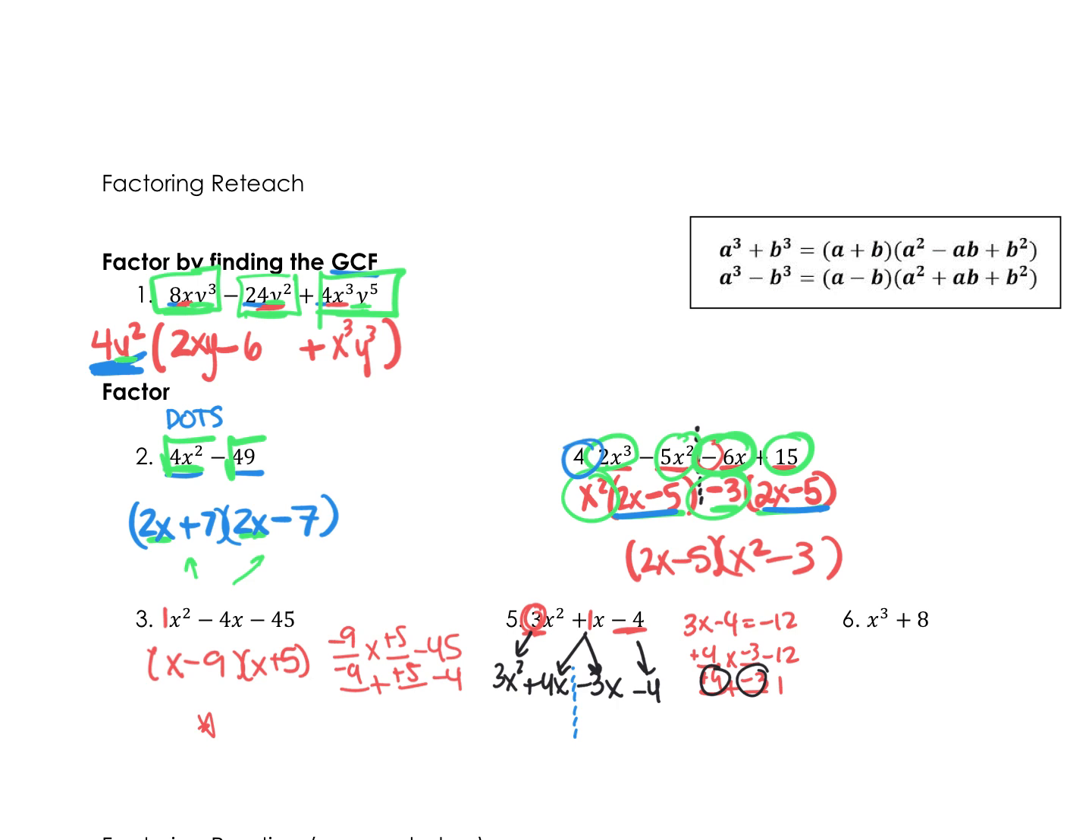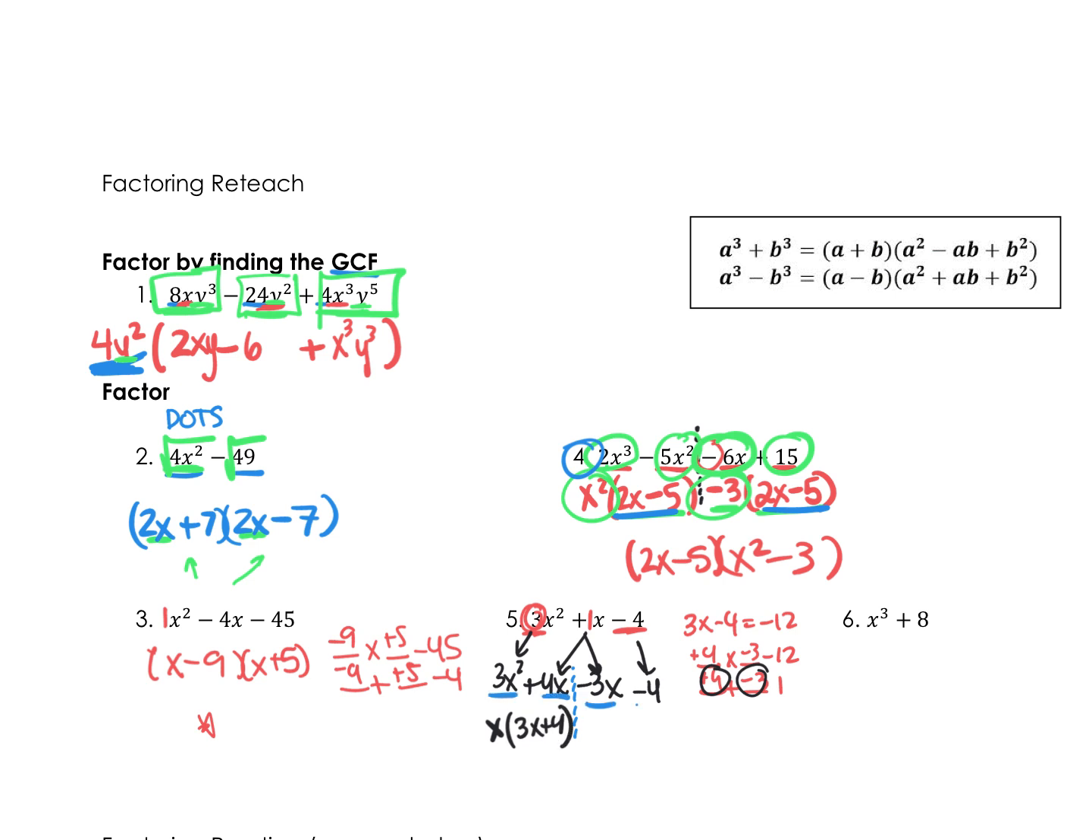So on the left-hand side, we'll look for a common factor. That's just x. That will leave us with 3x plus 4. When we take an x out of both of these terms, we'll have 3x plus 4 left.